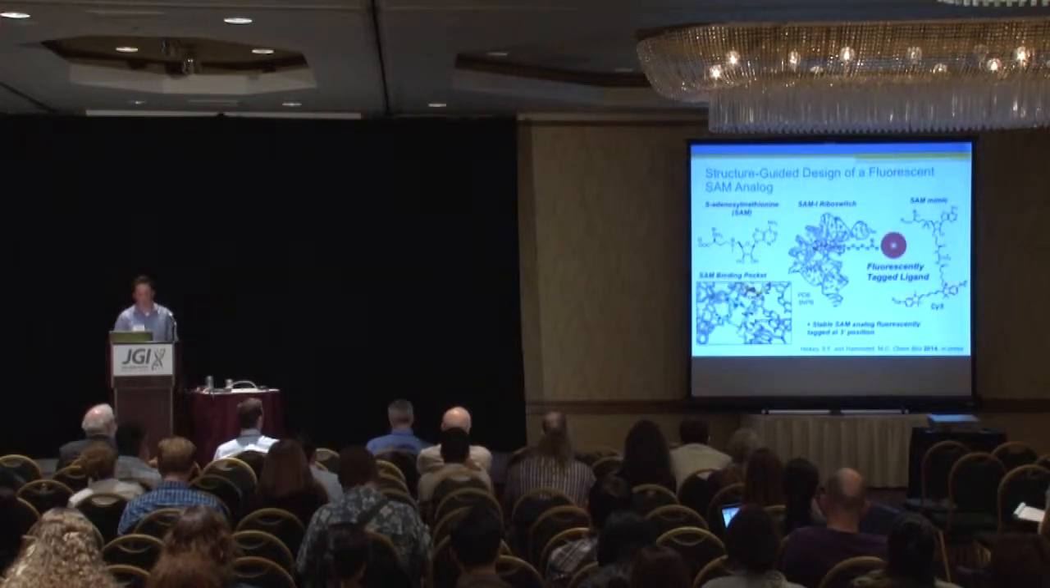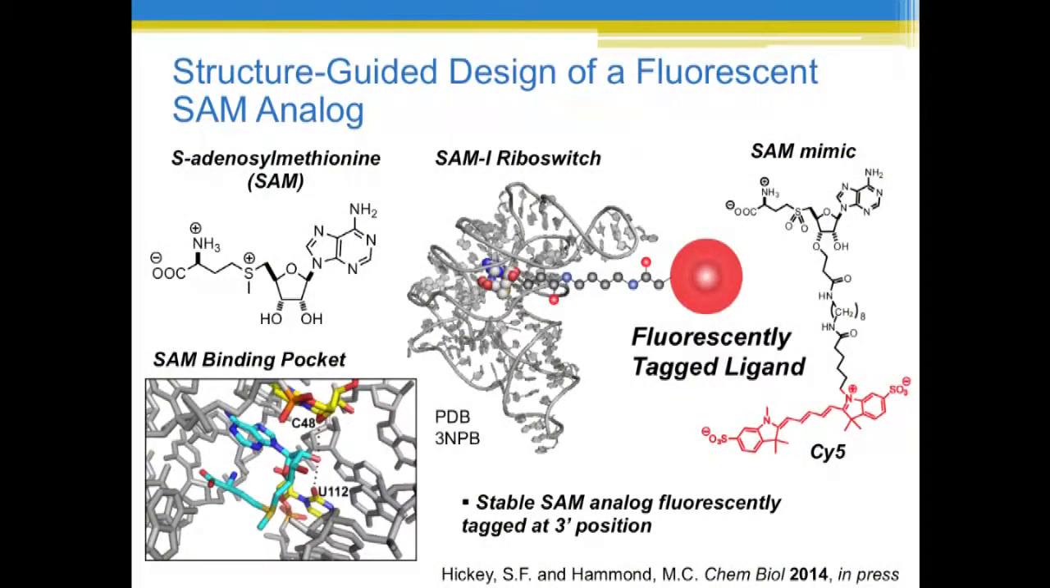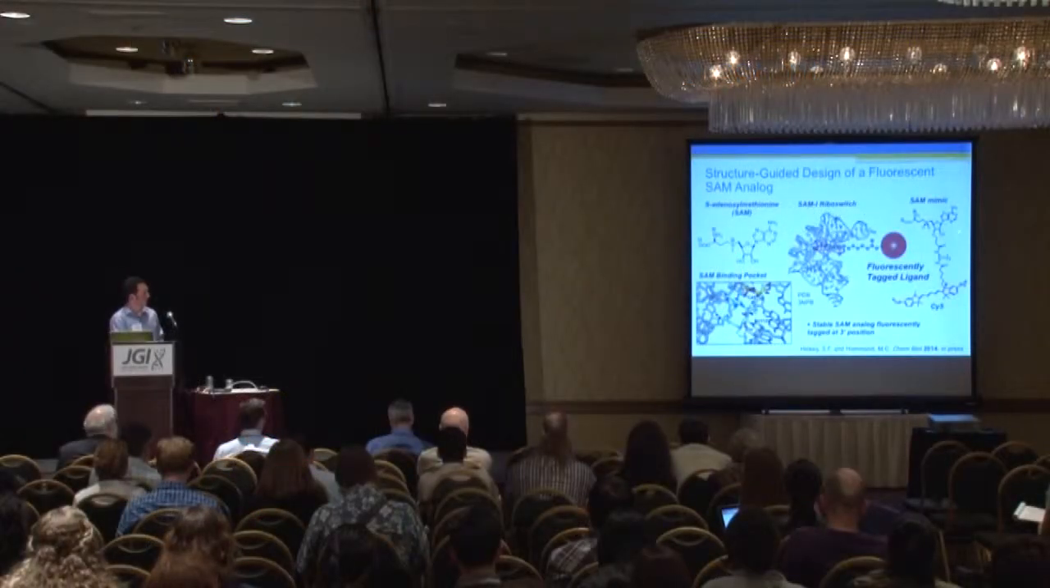We use structure-guided design, so our idea was to target this riboswitch by using a fluorescently tagged SAM analog as a ligand so that we could perform fluorescence-based assays. We used the crystal structure of this riboswitch, and particularly taking a look in the SAM binding pocket, we were able to design a chemical analog of SAM, where this top part is the SAM mimic, and then it's linked at the 3' hydroxyl to a fluorescent molecule.